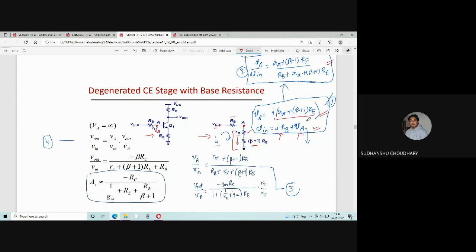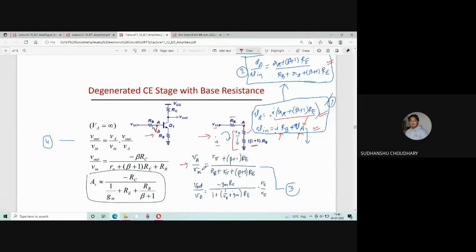VA here also. Okay, and then since this has I also and this also has I, so I is common. So they will cancel out in VA by V in ratio. So you'll be left with this much, R pi plus beta plus 1 RE divided by RB plus R pi plus beta plus 1 RE. Okay. So this VA by V in ratio is written here also. VA by V in, same ratio is written over here.